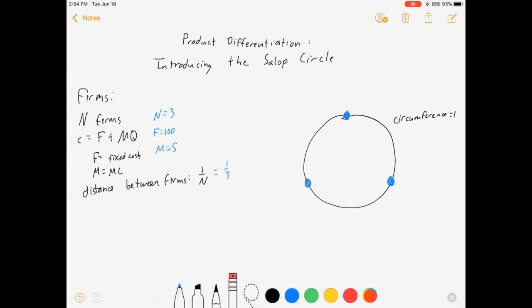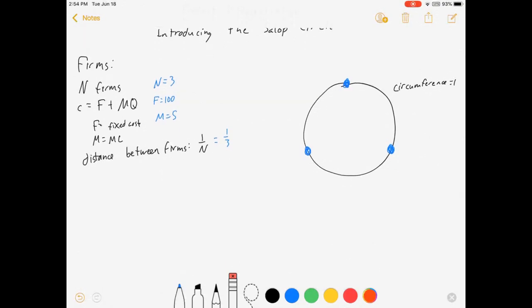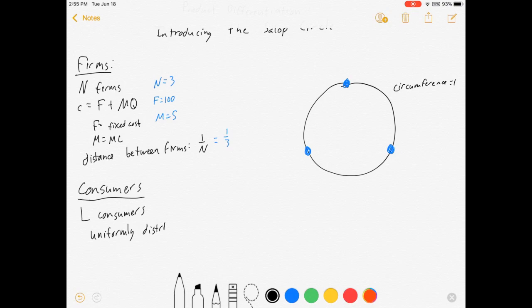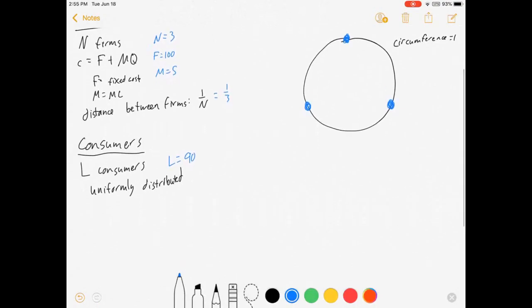That's all we really need to know about them for now. Let's talk about our consumers. We need to have a certain number of them. There are L consumers, and these are all spaced equally. We call that uniformly distributed. And that just means that they are all spaced evenly around this circle. For our example later, I'm going to assume that L equals 90, because it pairs well with 3 firms.